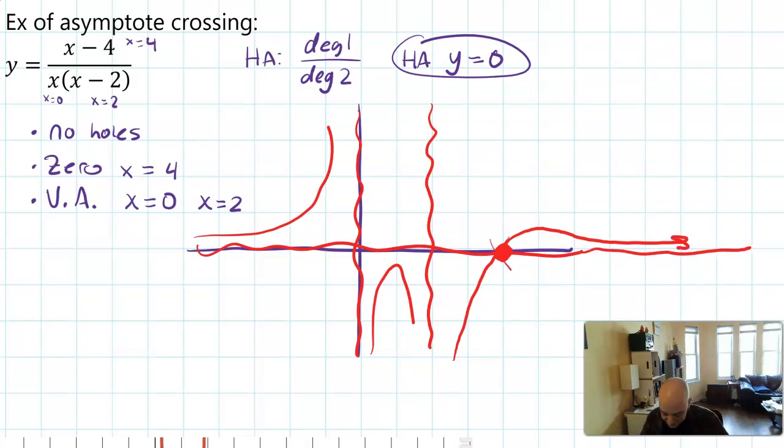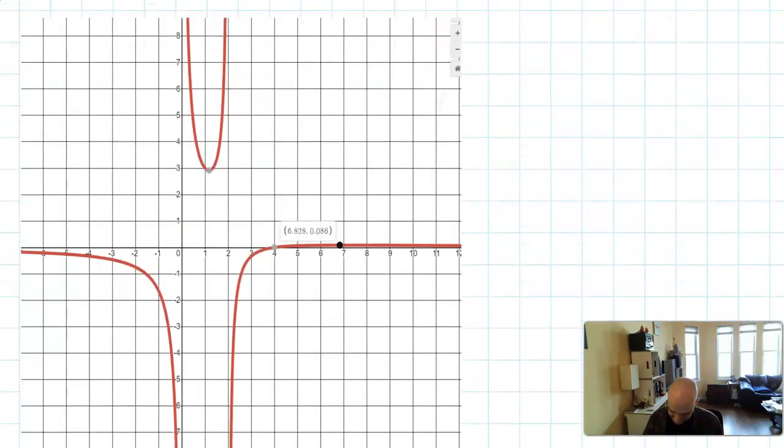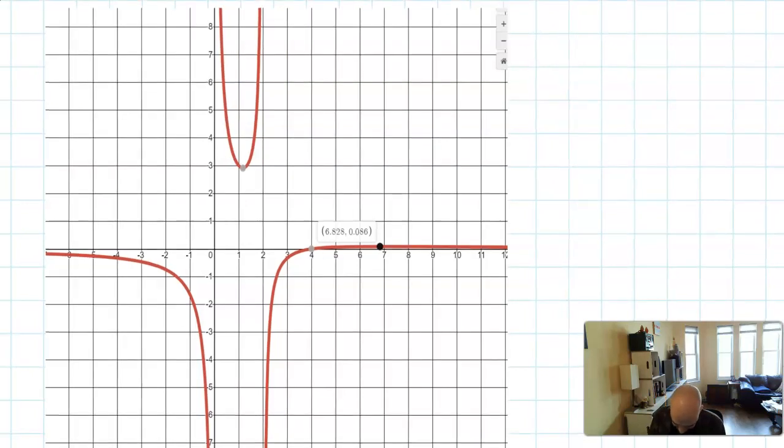So there's no choice but for the graph to turn around. Now let's see how right I was in my guess. So this is what Desmos says for this graph. You can see those vertical asymptotes. I guess that's in red, so we'll draw these in green.